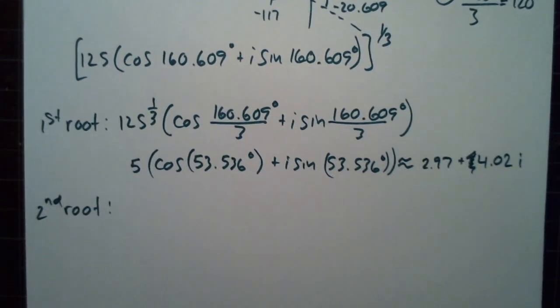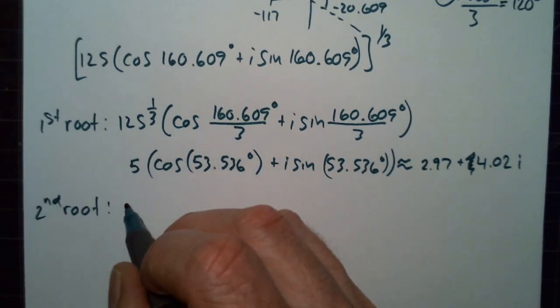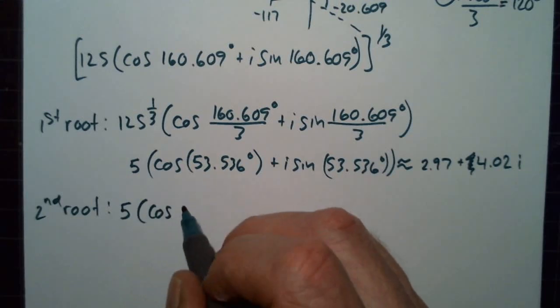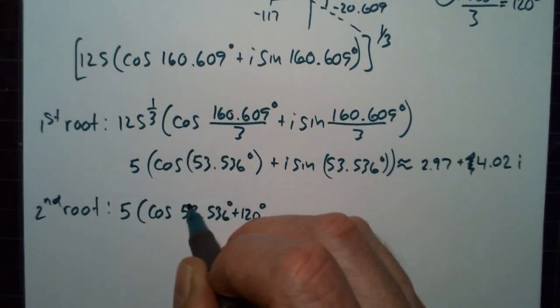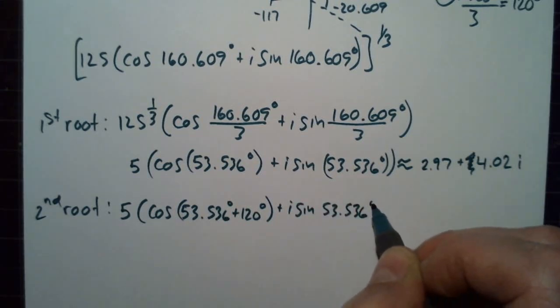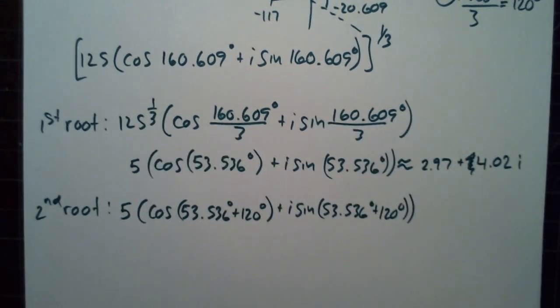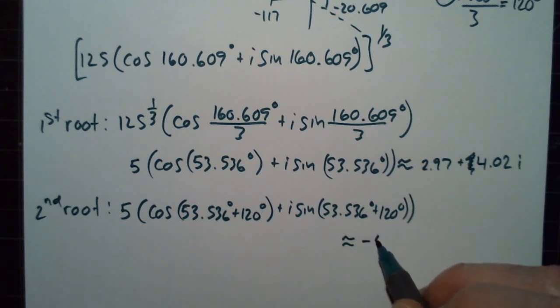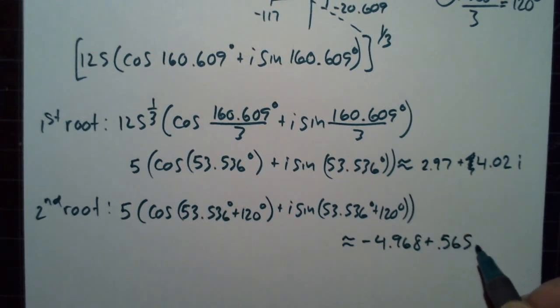And the second root, we have to add 120 to this. We haven't used the 120 yet. So 5 cosine 53.536 plus 120. And if we do that on the calculator, we're going to have -4.968 plus 0.565i.